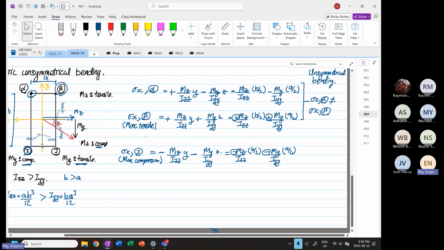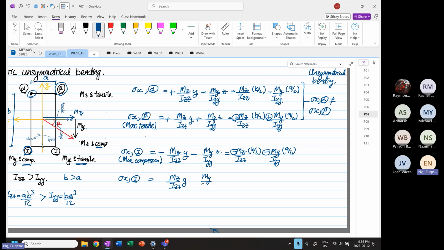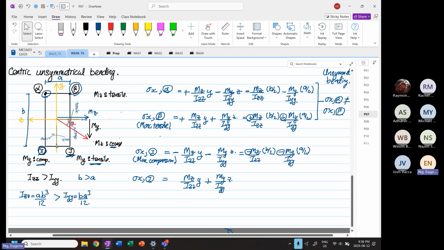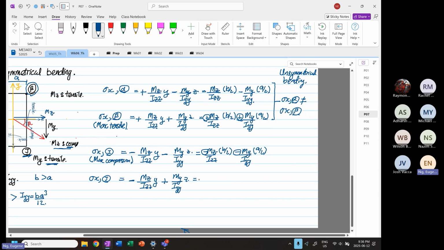And then finally, stress x at point J, right? So again, you write Mz over Izz multiplied by y, My over Iyy multiplied by z. Okay, so point J, My is in tension, so this is plus. Mz is in what? Mz, because below the zz line, Mz is in compression, negative. So this is equal to minus Mz over Izz times b over 2 plus My over Iyy times a over 2.